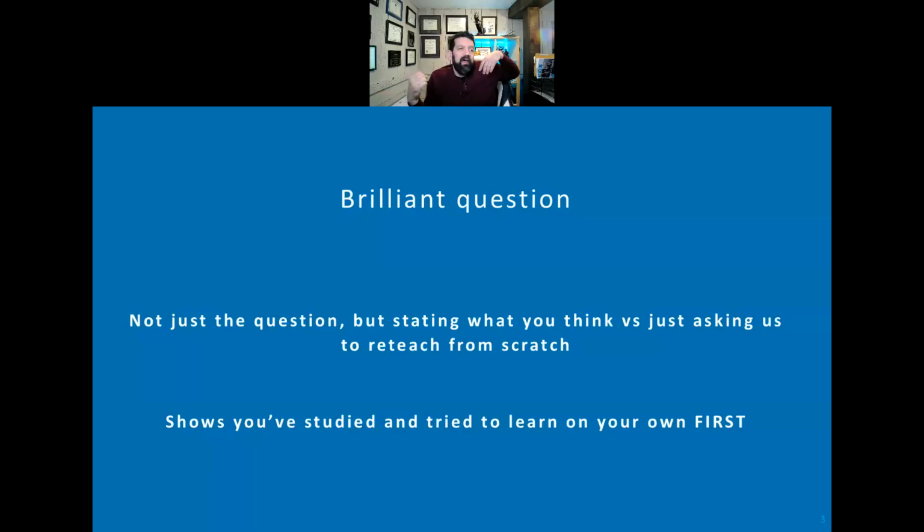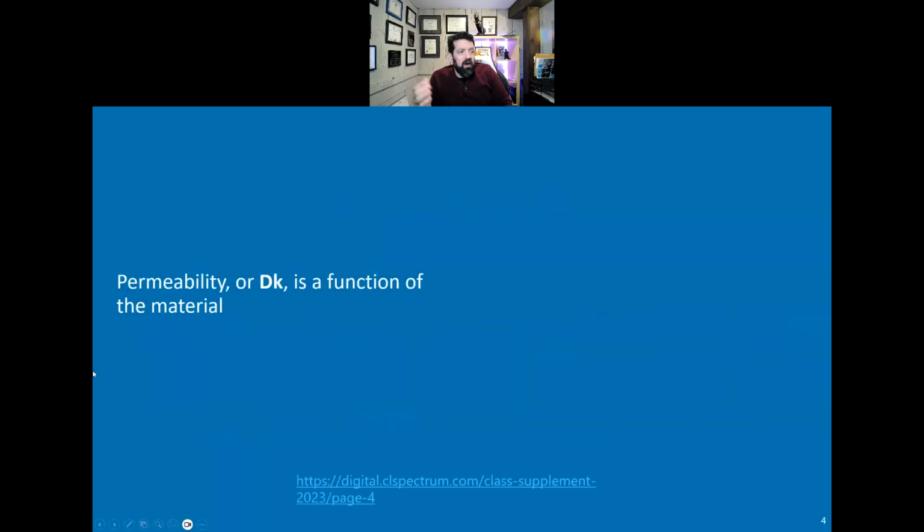But to say, I don't get permeability versus transmissibility, start over from scratch, it's not a responsible way to look at this. So I wanted to point out that this question was thoughtful, and it showed that this person really put the effort in to try to understand, but then asked the question when they were unclear. And I can't speak highly enough about that. So let's get started.